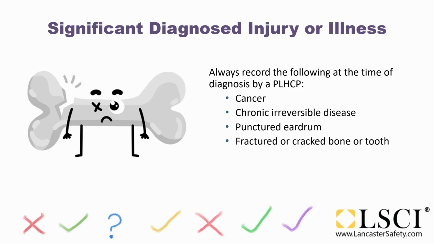In addition, there are some significant progressive diseases, such as byssinosis, silicosis, and some types of cancer, for which medical treatment or work restrictions may not be recommended at the time of diagnosis, but are likely to be recommended as the disease progresses. OSHA believes that cancer, chronic irreversible diseases, fractured or cracked bones, and punctured eardrums are generally considered significant injuries and illnesses and must be recorded at the initial diagnosis, even if medical treatment or work restrictions are not recommended or are postponed in a particular case.